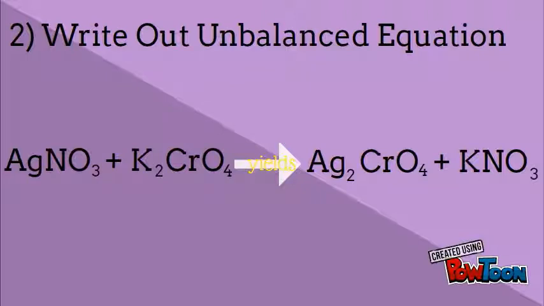The second step is to write out the unbalanced equation. AgNO3 plus K2CrO4 yields Ag2CrO4 plus KNO3.